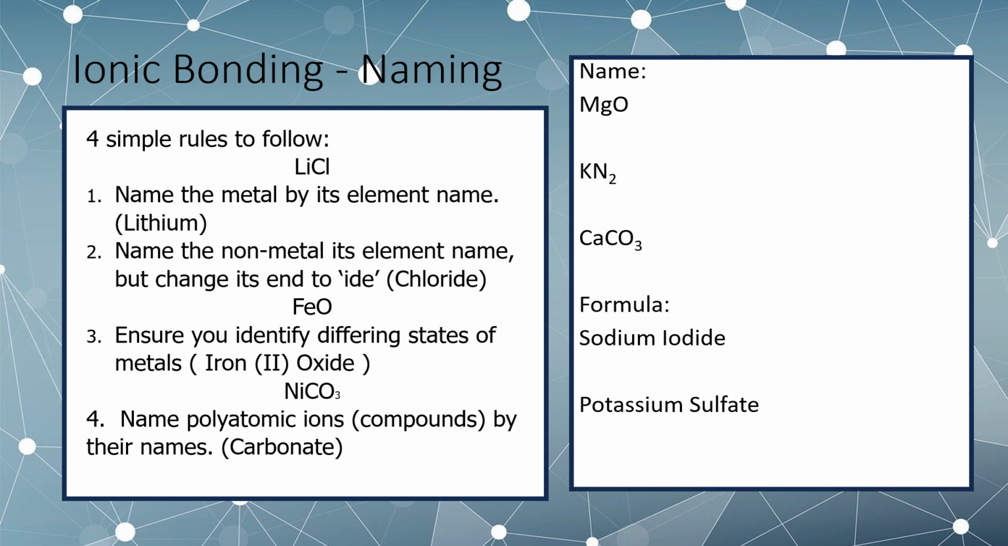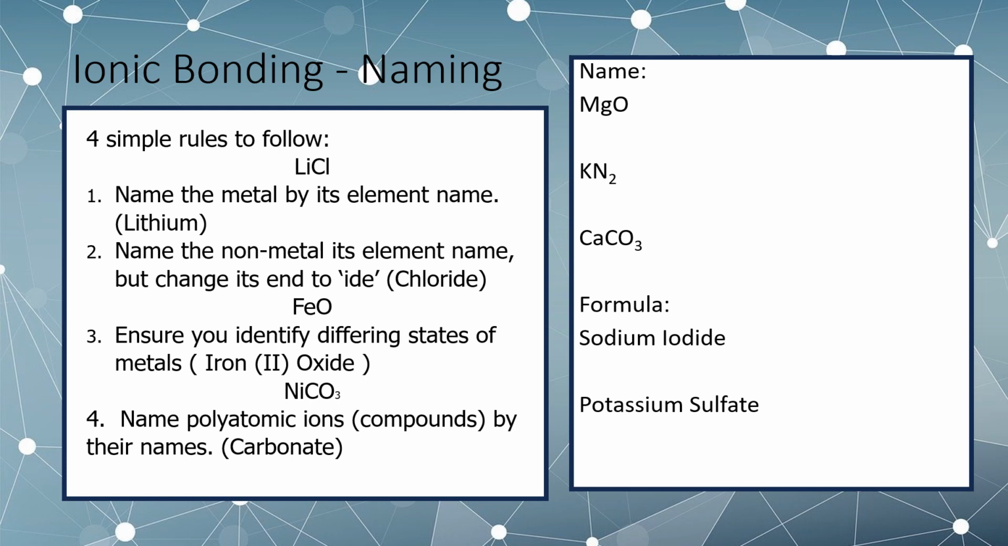In specific cases, some metals, especially those transition metals, have differing oxidation states. We're not going to get too much into what an oxidation state is, but just know that's a different charge, or it makes a different cation when it forms. So you need to make sure you include those in your name as well. Finally, you need to name polyatomic ions, that is compounds that form ions, by their names. In this example, that's carbonate, CO3.